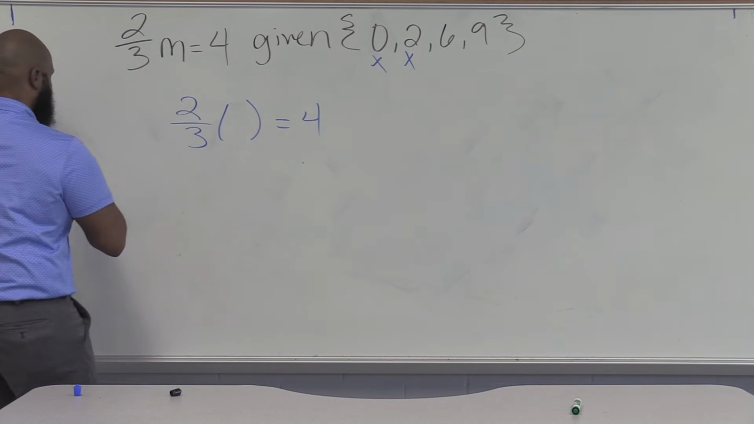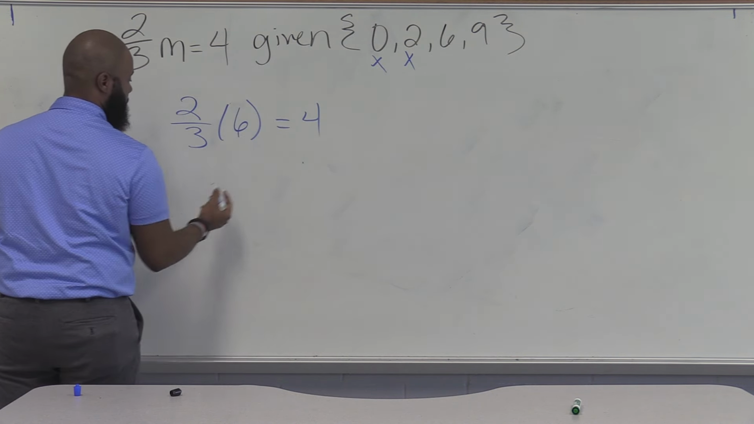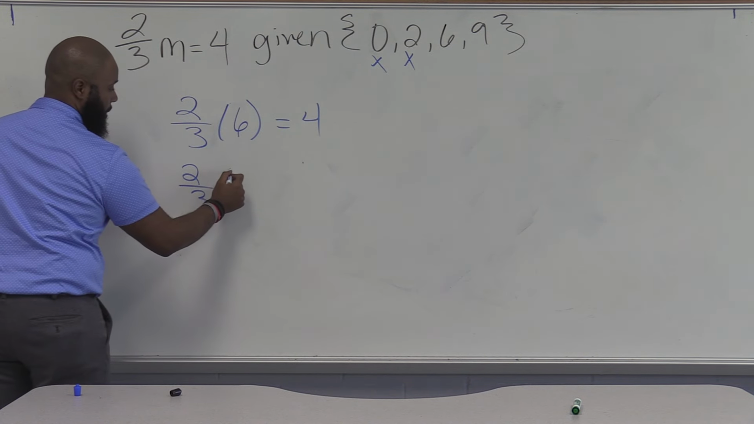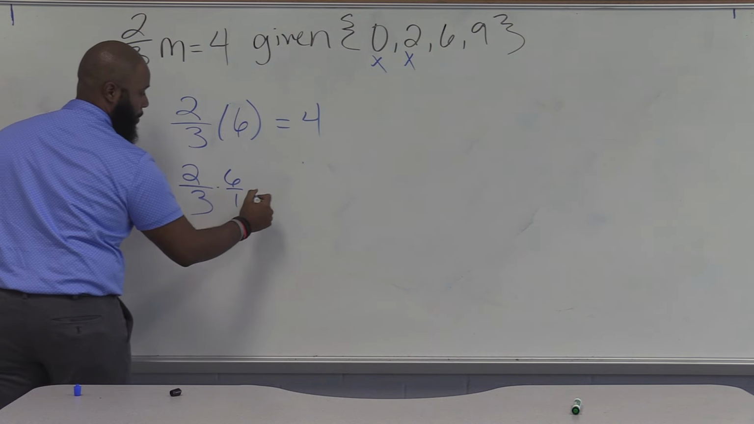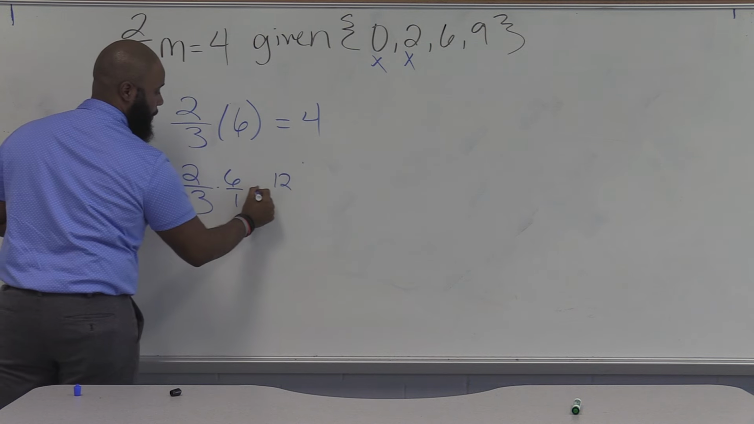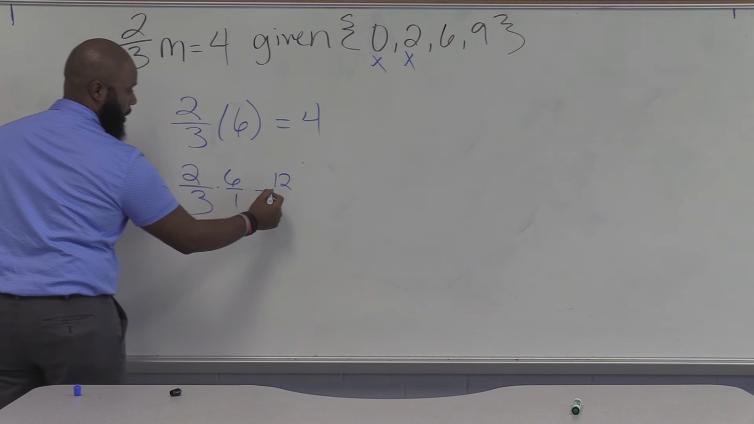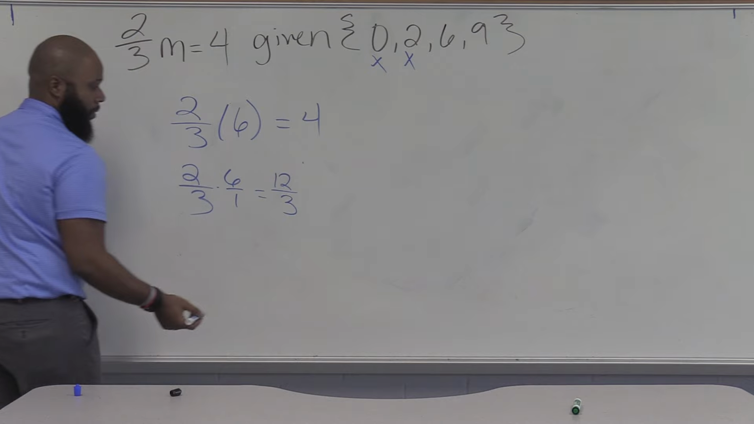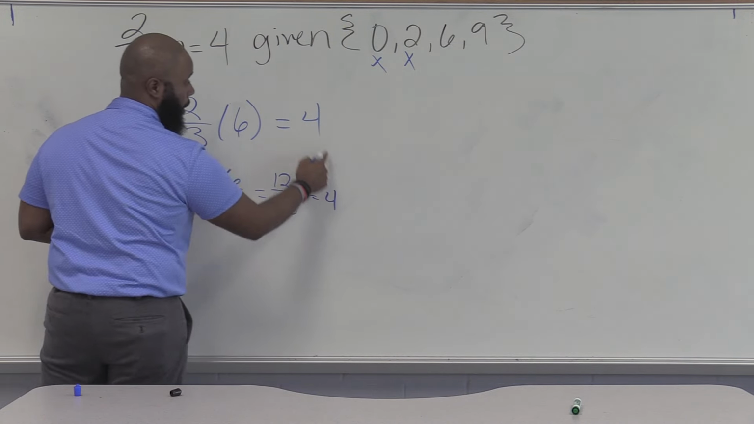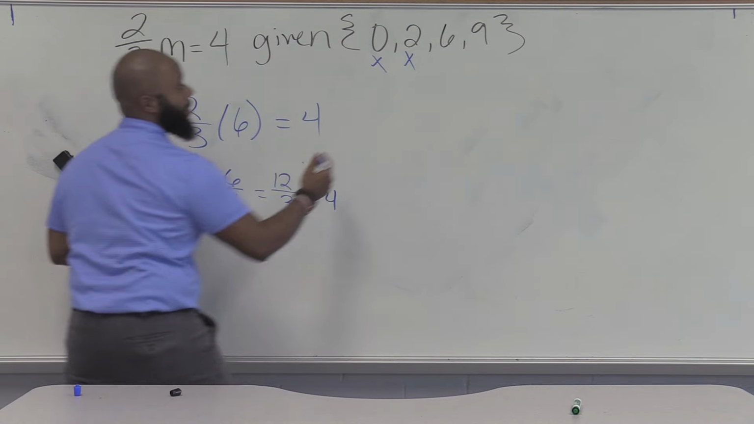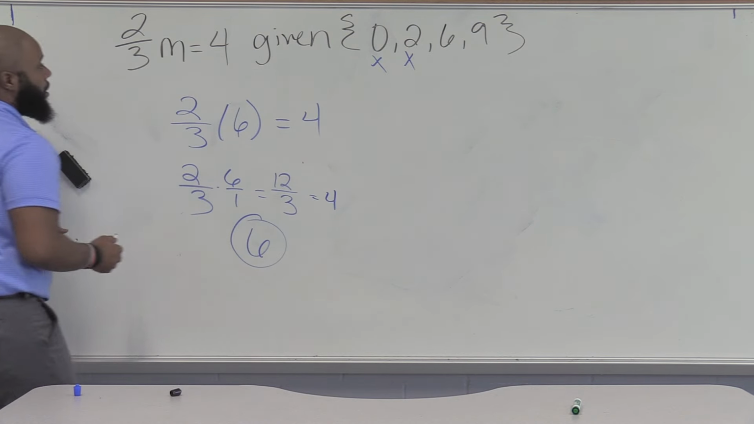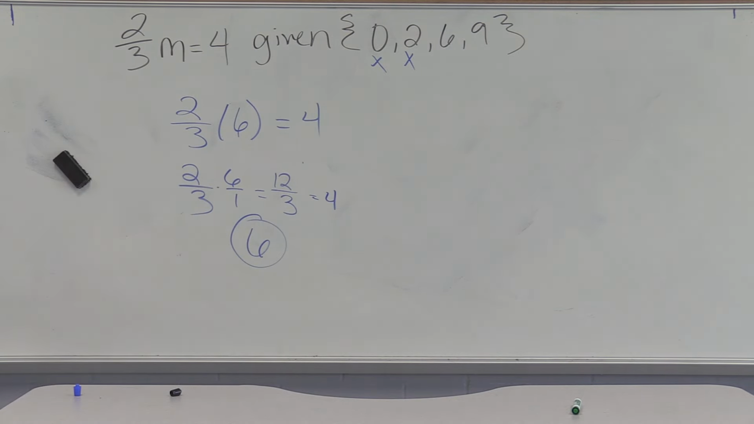So now I'm going to substitute 6. Same thing, 2/3 times 6, and I'm going to make that 6 over 1 so I can multiply my numerators and my denominators. 2 times 6 is going to give me 12. 3 times 1 is going to give me 3. And when I divide 12 divided by 3, that's going to give me 4. Does 4 equal 4? Yes. So my solution to this equation is 6.